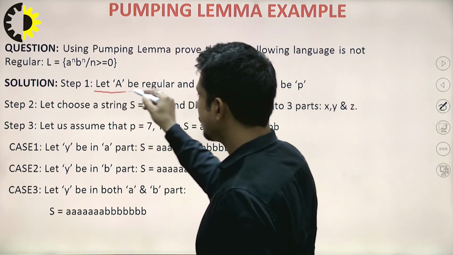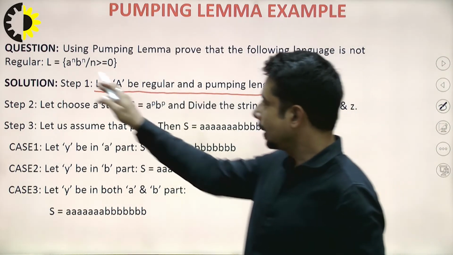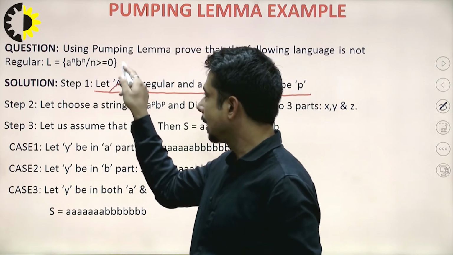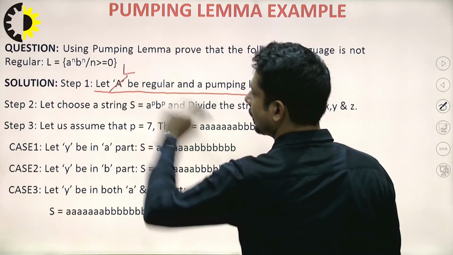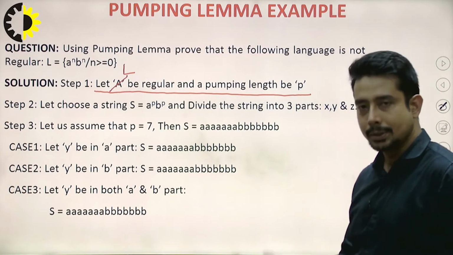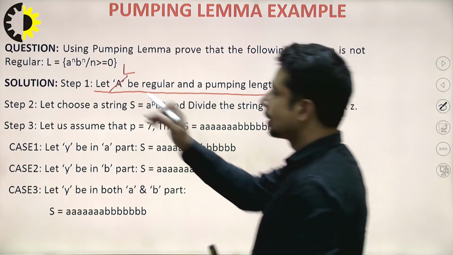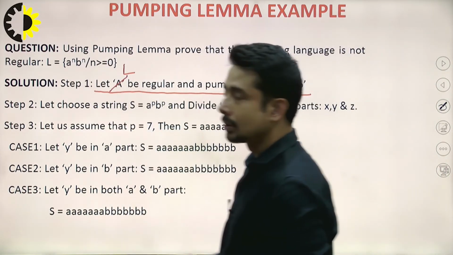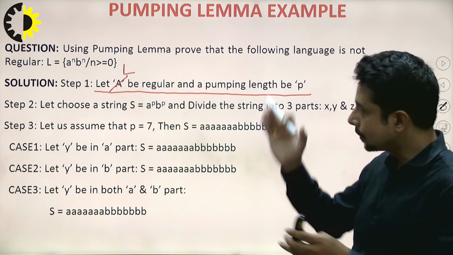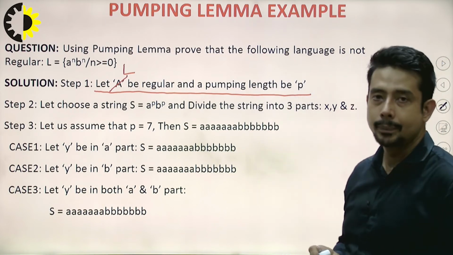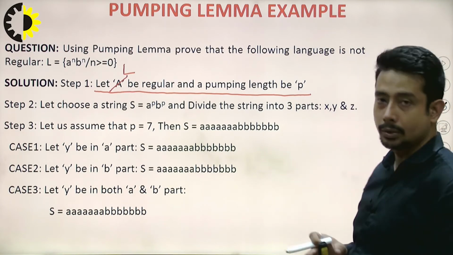Step number 1 says: let A be regular and the pumping length be P. Here we have mentioned the language as L, so let me mention it as L only. Let this language be regular, in an optimistic manner, and the pumping length be P. Already n is greater than or equal to 0, which means it's an infinite language, right? So I have restricted the length. I have taken a pumping length P, and this is completely based on the user, whatever value you want to give in order to prove the condition.